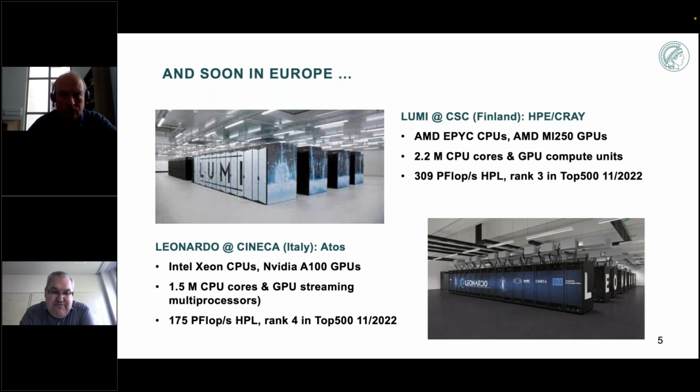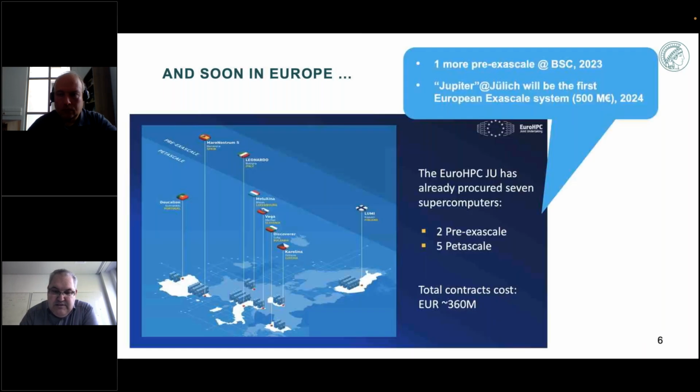In Europe, we have two so-called pre-exascale systems. One is Lumi in Finland, which is the same architecture as Frontier, and the other one is Leonardo in Italy, which uses Intel and NVIDIA GPUs. But the landscape is actually broader than that. I'm just talking about the EuroHPC landscape.